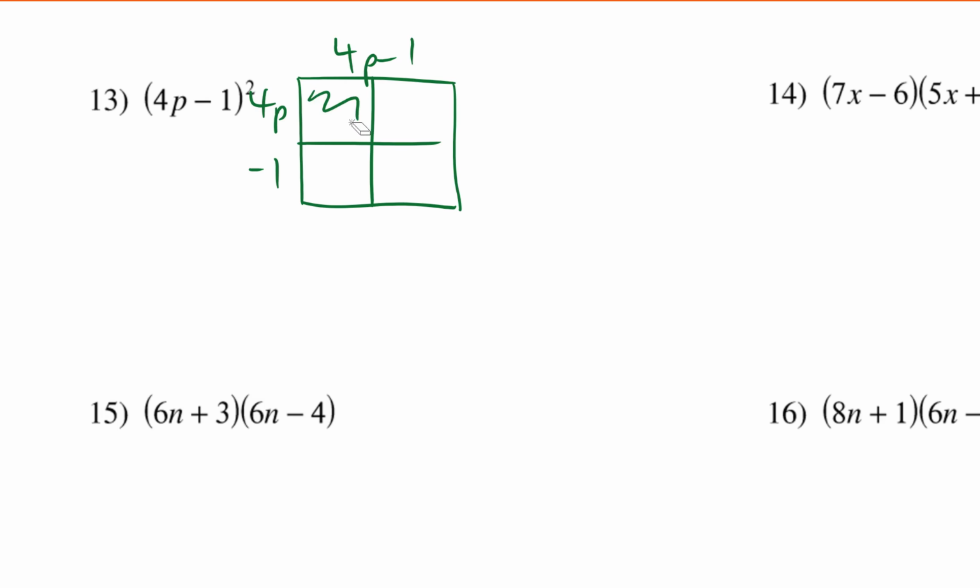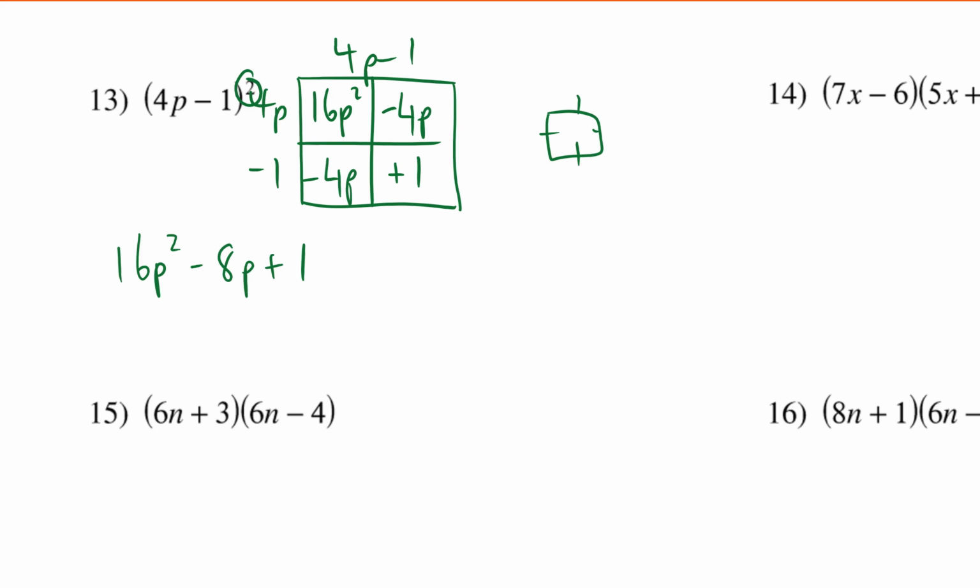The area in the top left, 16p squared, not 4p squared, 16p squared. This is minus 4p, that's minus 4p, and that is positive 1. 16p squared minus 8p plus 1. Happy with that? Yeah? Happy with that? So it's that square, means it is a square square.